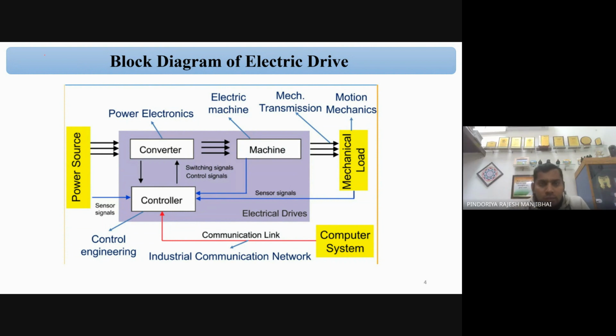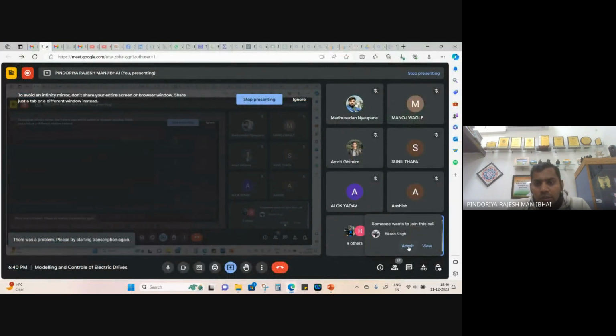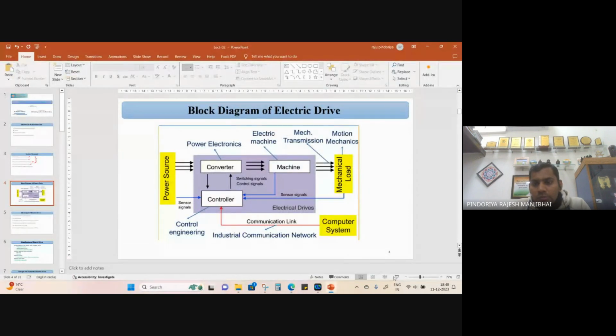Yes. So in the first semester, we already discussed the block diagram of electrical drives. Also, in the previous class, we discussed an overview of the block diagram. So again, I am repeating this because this is the most important thing.